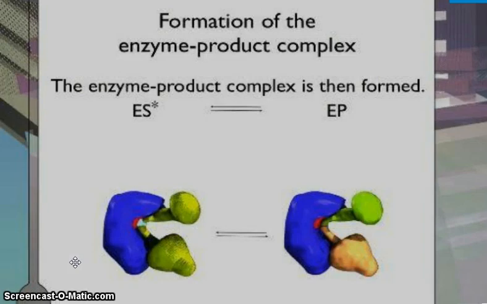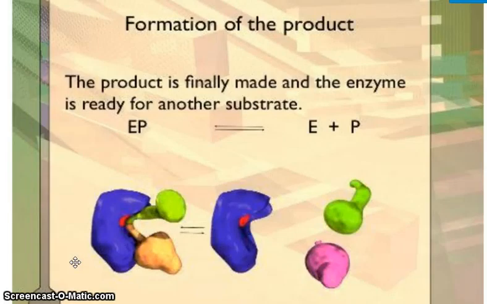Formation of the enzyme-product complex. The enzyme-product complex is then formed. The product is finally released, and the enzyme is ready for another substrate.